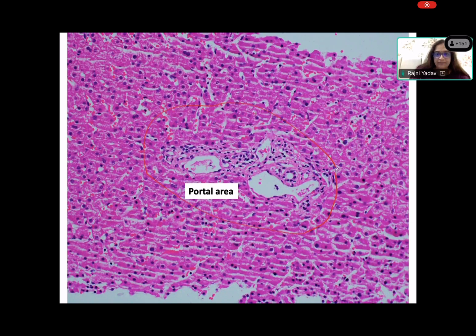If you see this area, here we have these veins. Veins generally have a bigger lumen and a thinner wall. Now that's the duct. It has a cuboidal lining and a lumen. So this is the cuboidal lining. And then here you have a small arteriole. The arteriole will be small and the wall will be a little thicker than the vein.